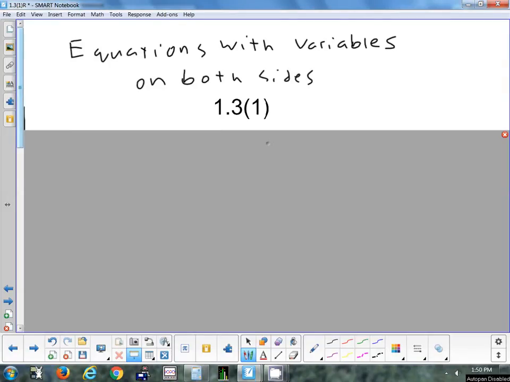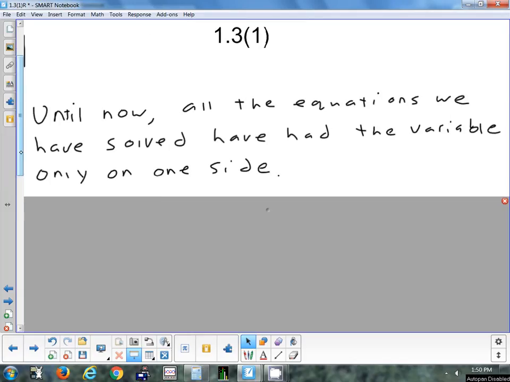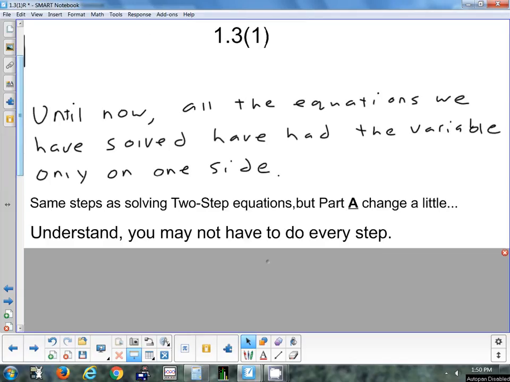Okay, so our last section for this week is part of section 1.3. Okay, we're still going to be solving equations, so same basic goal we've been doing Monday and Tuesday and Wednesday, except now we're going to solve equations where we might have a variable on both sides. Okay, we've never had that before. We've always had all the variables on one side. Okay, so now it might be on two. And that's what I just said.